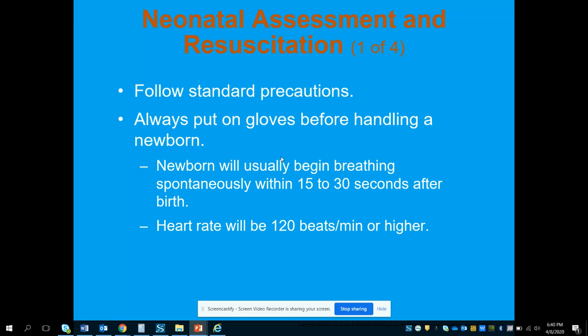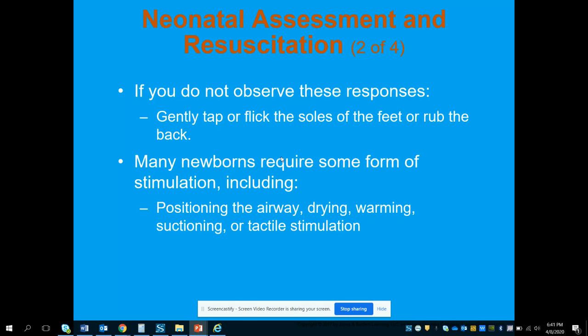Generally, you'll hear that first cry after you start to suction the airway a few times and get all of that mucus out. The heart rate should be 120 beats per minute or higher. And if you think back to talking about CPR, we'll remember that if the heart rate is less than 60, we'll need to initiate compressions.